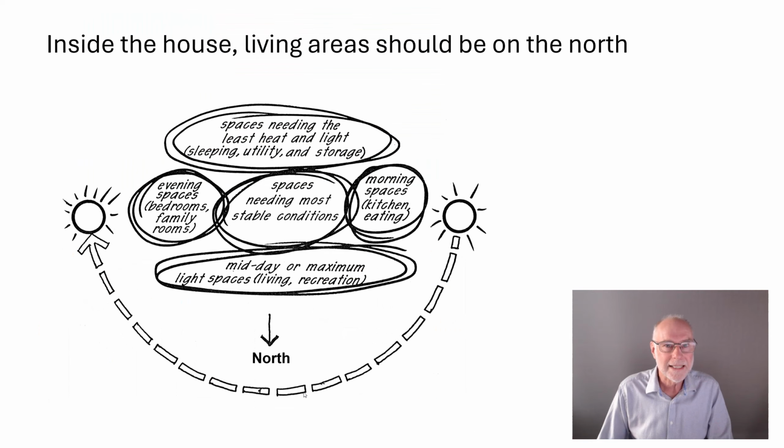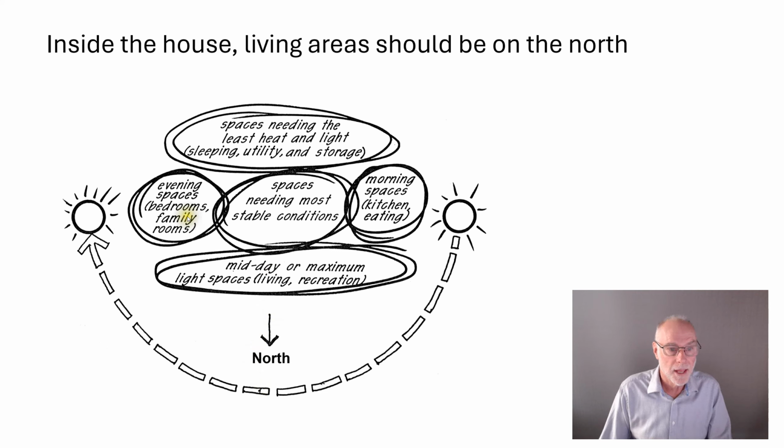All right, but what about inside the house? Now, inside the house, where you put the different rooms will also have a major impact. Now, on this diagram, north is downwards. On the northern side of the house, we have maximum light space, living areas, recreation areas. Where you live goes on the north of the house.